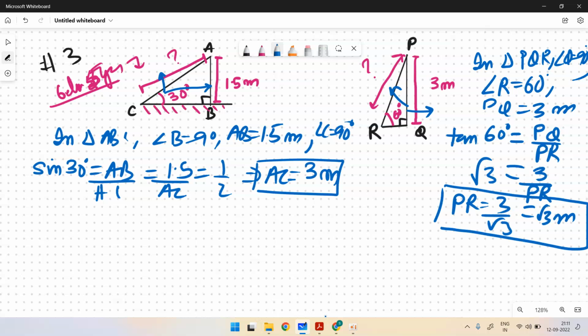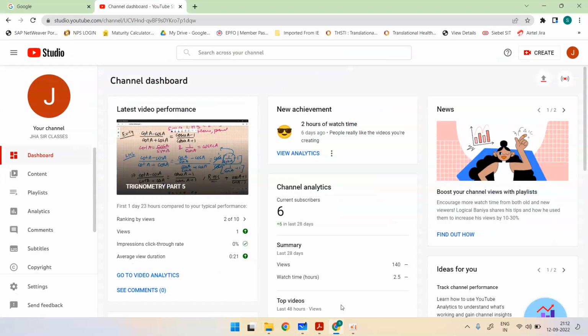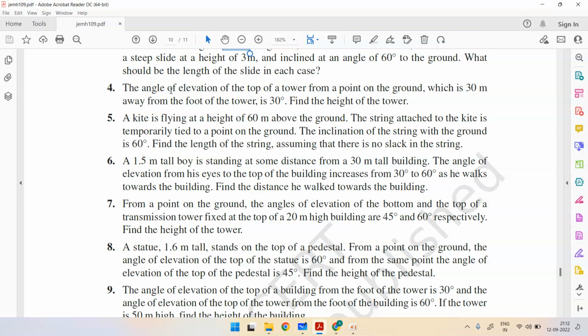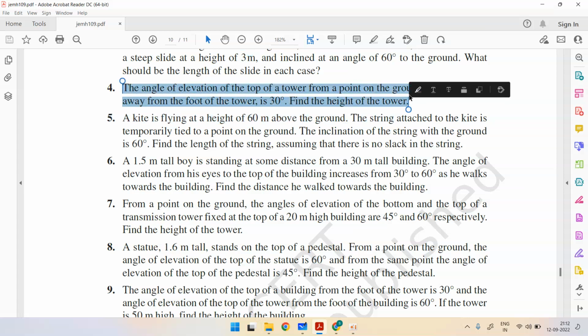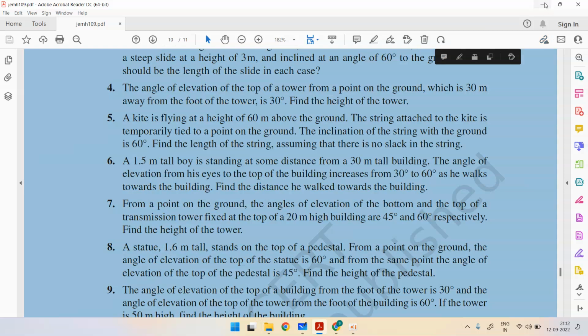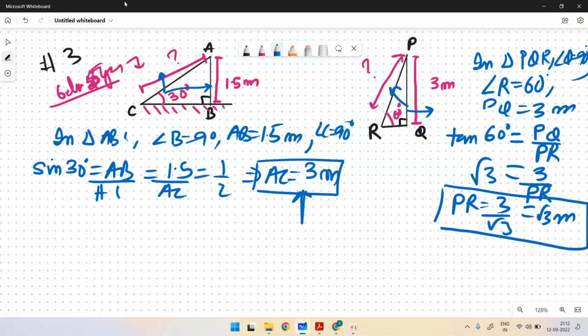So from here you can see that the height of the slide for below 5 years is 3 meters, and the height of the slide for greater than 5 years is 3 meters. Now the next question: the angle of elevation of the top of a tower from a point on the ground which is 30 meters from the foot of the tower is 30 degrees. Find the height of the tower. This is my question number 4.